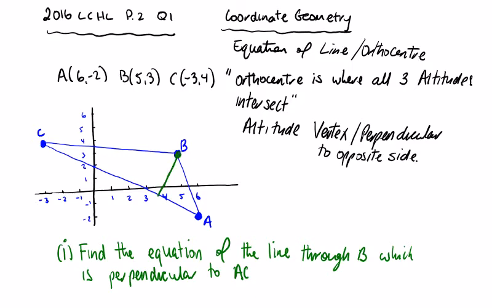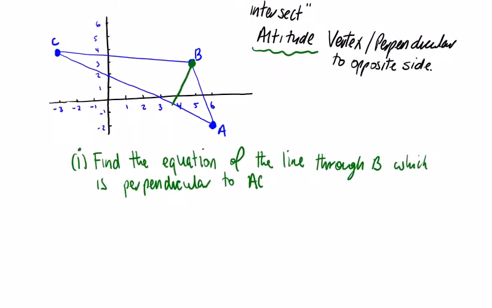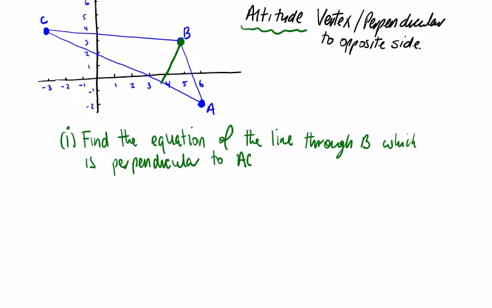From the vertex to the opposite side, which is setting up the second part of the question, this is an altitude, and where the altitudes intersect, we have the orthocenter. So the equation of the line through B, well, it's through the point B, which is (5, 3). So we need the slope of this line. So we can get the slope of AC, invert it and change the sign, and we've got the slope of the perpendicular line through B.